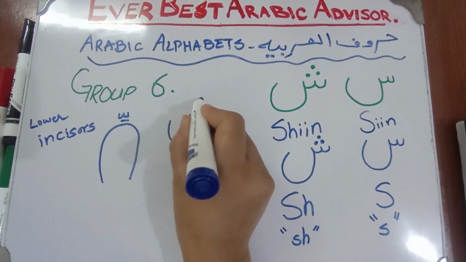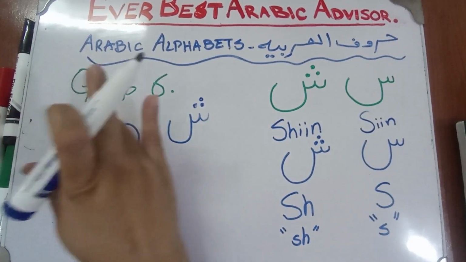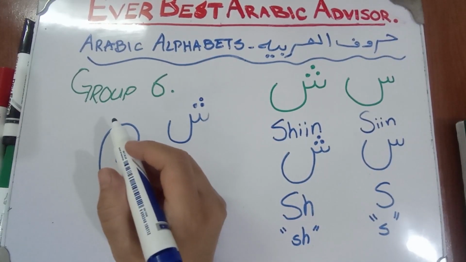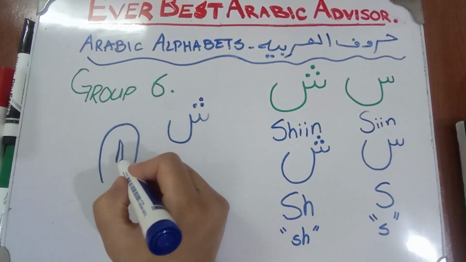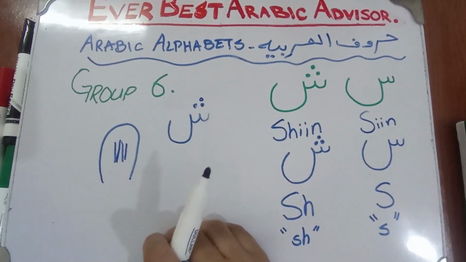And Shin is pronounced from the middle of the tongue. This is the sh, sh. The middle of the tongue is the articulation point of Shin. That is enough for today.